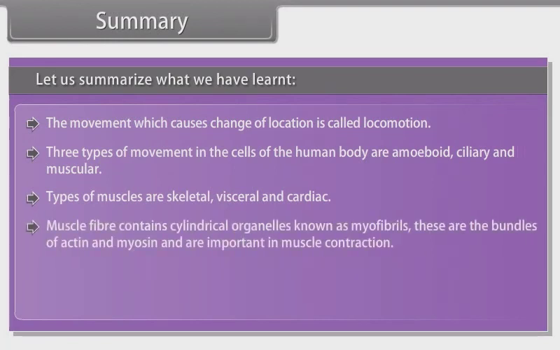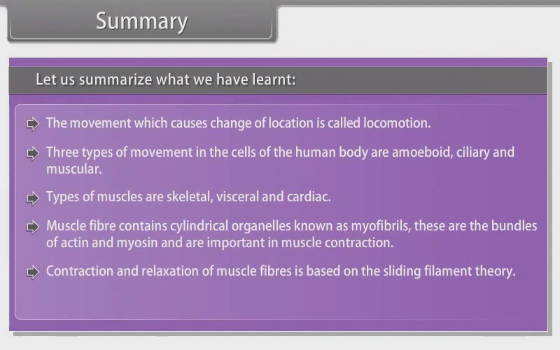Muscle fiber contains cylindrical organelles known as myofibrils. These are bundles of actin and myosin and are important in muscle contraction. Contraction and relaxation of muscle fibers is based on the sliding filament theory. Human beings have 206 bones and a few cartilages.